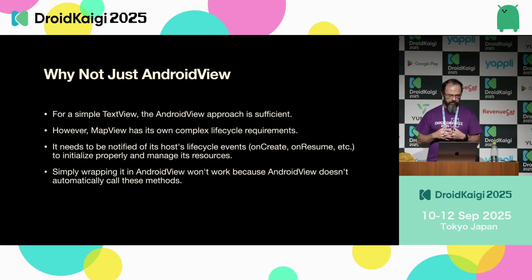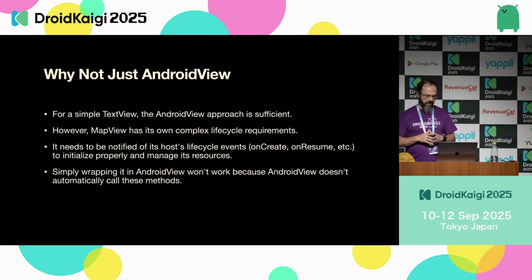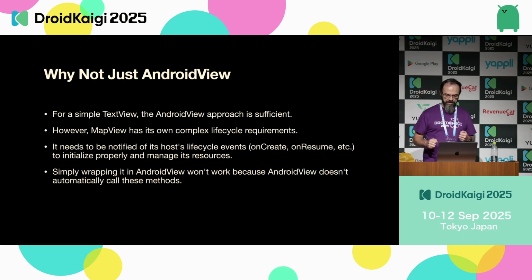Why not just Android view? This is a simple text view, and the Android view approach is sufficient. But map view has its own complex lifecycle requirements. If you have worked with Android maps, you know that you need to notify it of the host lifecycle events. So we need to call the map view on create, map view on resume, etc. to initialize it properly and manage the resources. Just grabbing it in an Android view is not going to work because the Android view doesn't automatically call these methods.